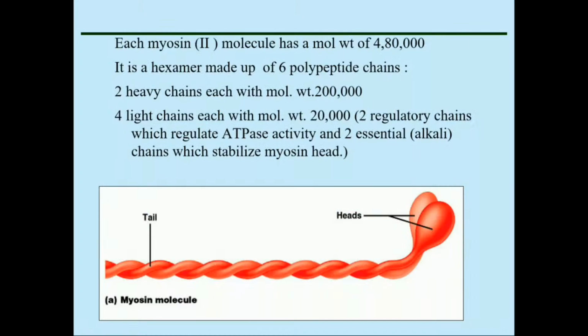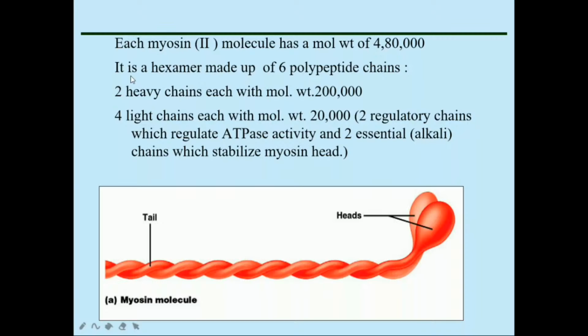Each myosin 2 molecule, now whatever we are describing is myosin 2 because it has two heads, anyway, we'll discuss that later on. Each myosin molecule has a molecular weight of 480,000. This is the structure of a myosin molecule.